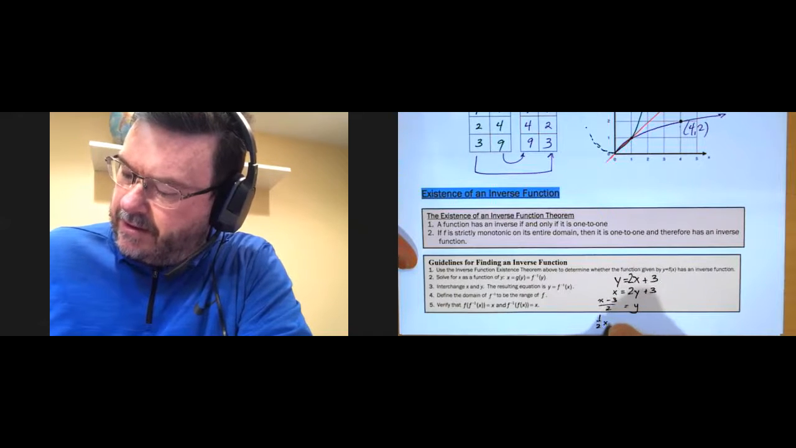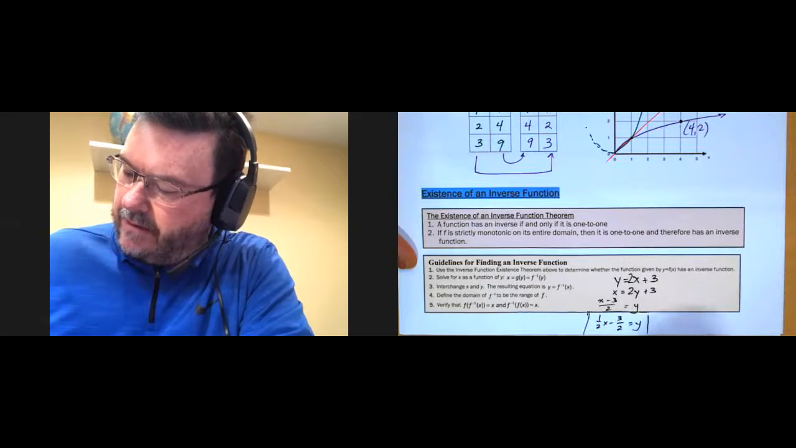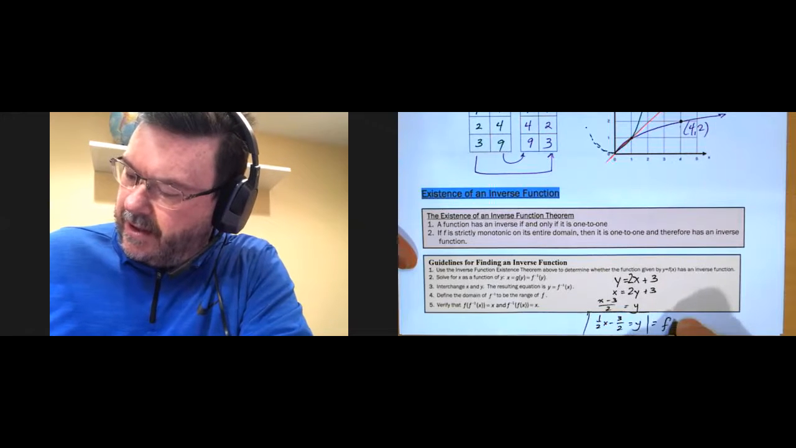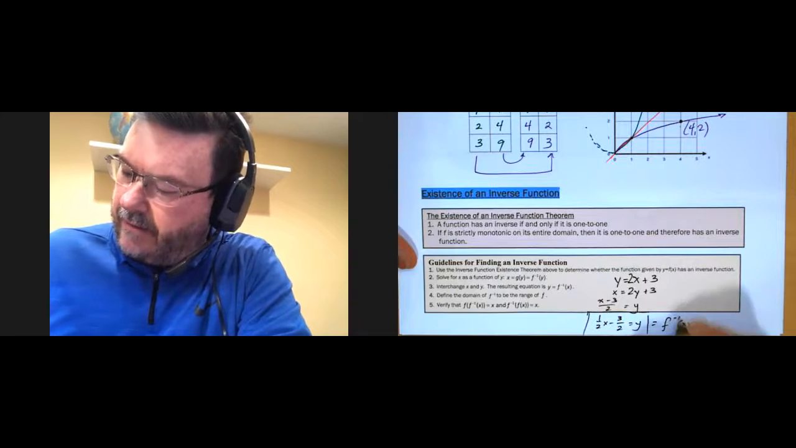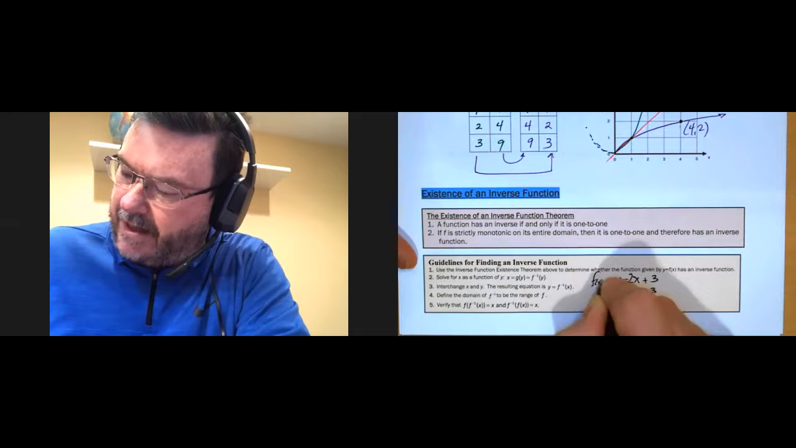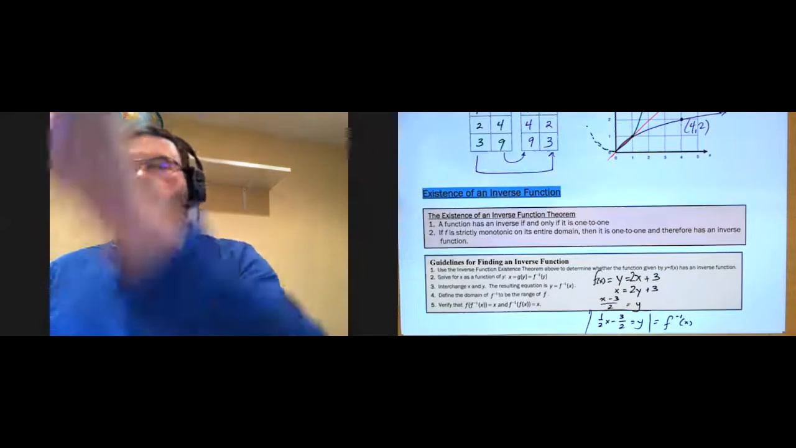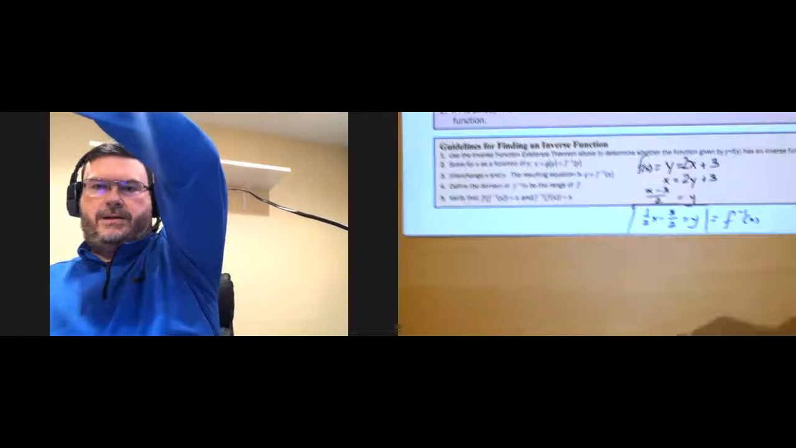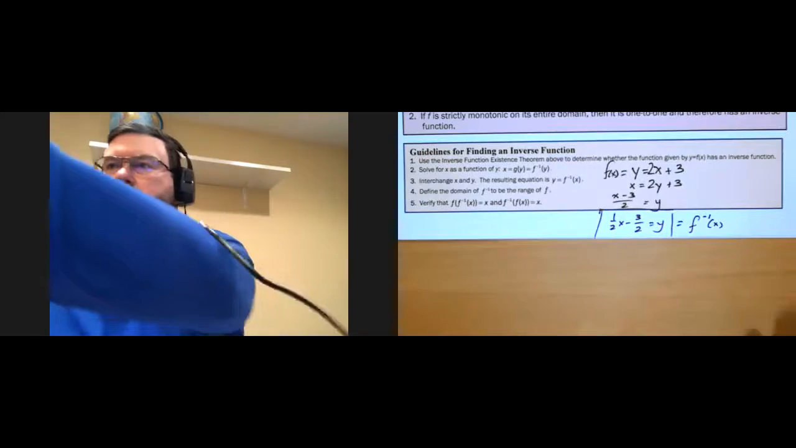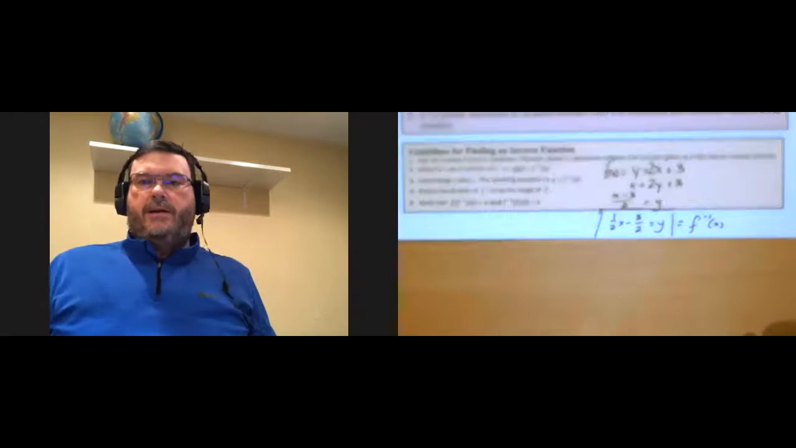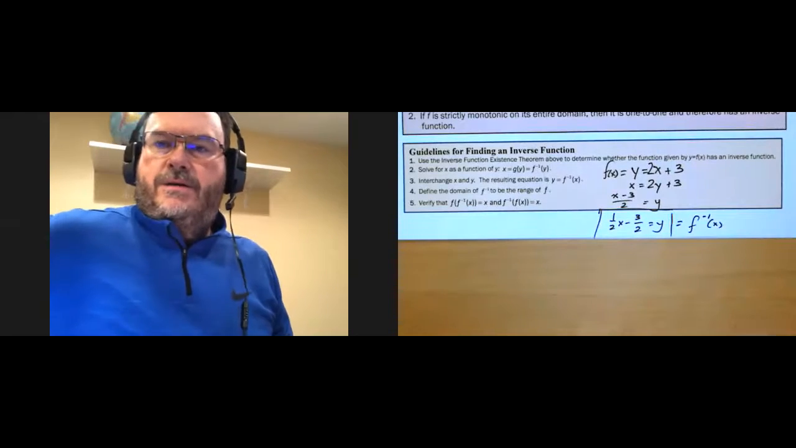You can split this up. This would be the inverse, which is denoted as f to the negative 1. So this is f of x is equal to y. And then what would happen is you would get that. Let me focus that in. That would be the inverse function.